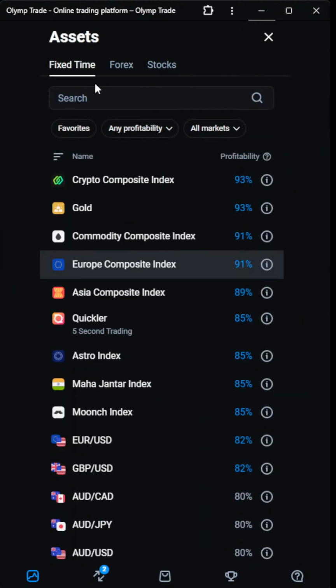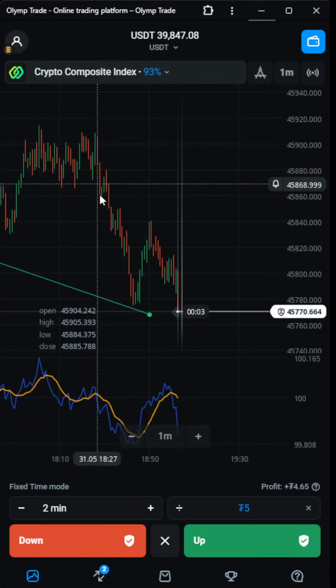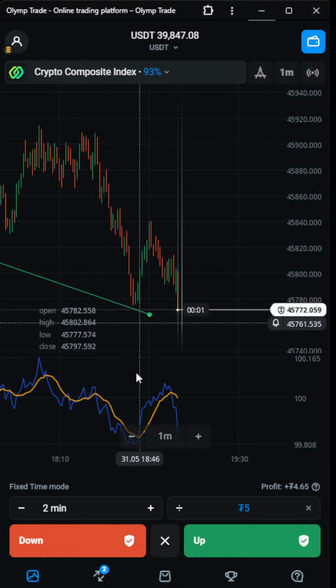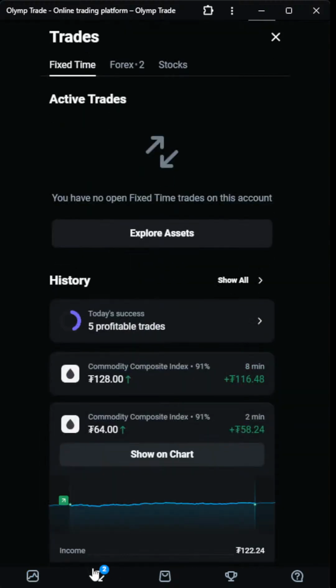I usually target around 15 to 20% of whatever capital I have in my trading account, and based on that I try to execute trades and make a profit.